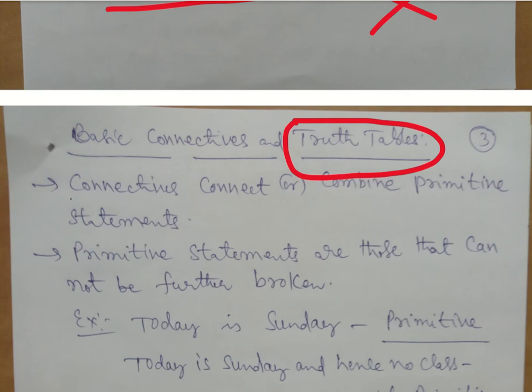What do you mean by connectives? Normally in the exam they might ask you to explain the basic connectives with truth tables. So we'll see how they work. Connectives are nothing but, as the name says, connective. A connective connects or combines primitive statements. So what do you mean by a primitive statement? Like we have a primitive data structure, a primitive statement is very basic, which we cannot divide further.